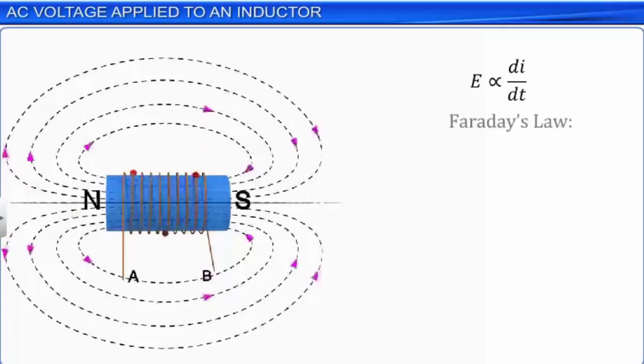According to Faraday's law of electromagnetic induction, the induced EMF in an inductor is equal to minus L dI by dt, where L is the self-inductance constant for the inductor, and I is the amount of current passing through the coil. This EMF opposes the change in current flow through it in accordance with Lenz's law. Hence, a minus sign as per convention.